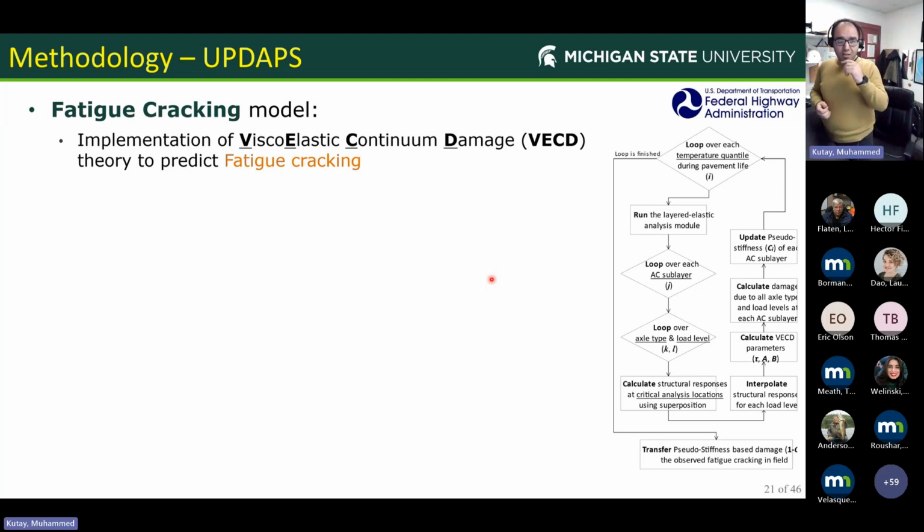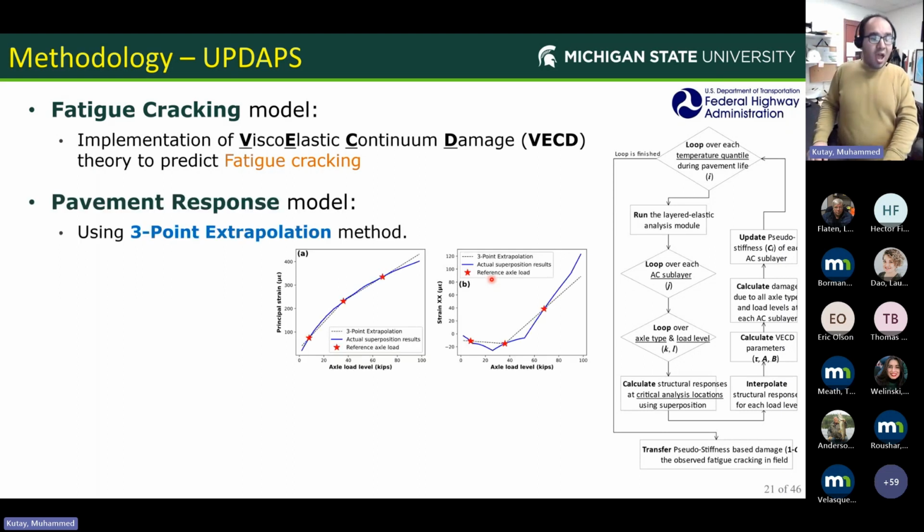So this is one of the major modifications to the UPDAPS model compared to the MEPDG procedure in Pavement ME. And then we have changed the pavement response model. This is another significant change.